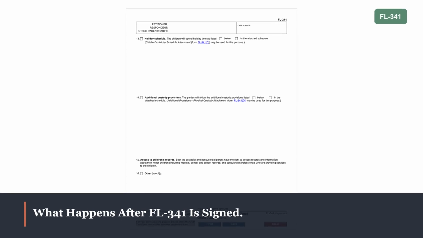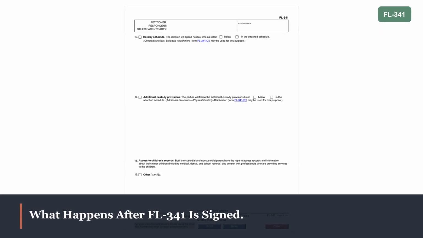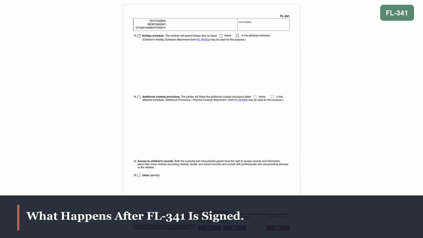What happens after FL-341 is signed? Once FL-341 is completed, attached to the judgment or findings and order after hearing, and signed by the judge, it becomes the operative custody and parenting time order for your family. From there, both parents are required to follow the schedule and terms exactly as written. Either parent can bring the matter back to court to enforce the order if the other parent doesn't comply.